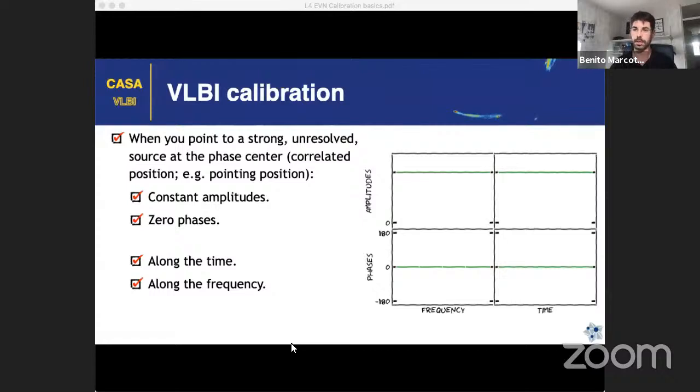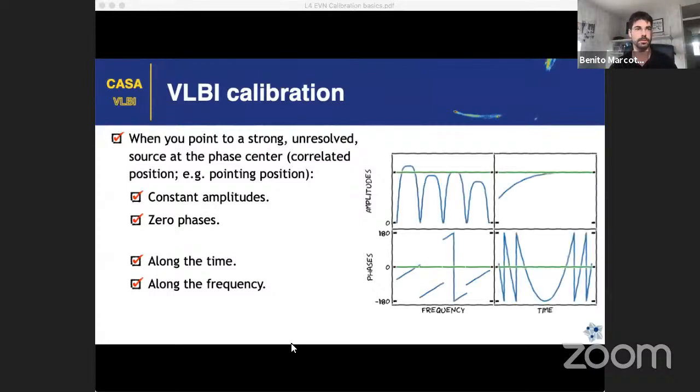In reality, if you plot the raw data from any VLBI observation, what you see is something like this. The amplitudes are not flat, but you see the bandpass shapes, meaning you can distinguish the different subbands into which your data were divided, and the signal goes basically to zero at the edges of those subbands. In some cases you may have a slightly different amplitude depending on time. And the phases are never flat. As you saw in the previous plots, you always have some trends, especially in time, and in frequency you typically have a slope, but also some jumps between subbands.